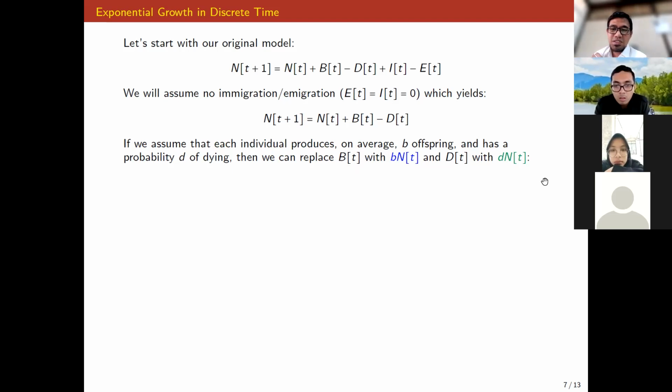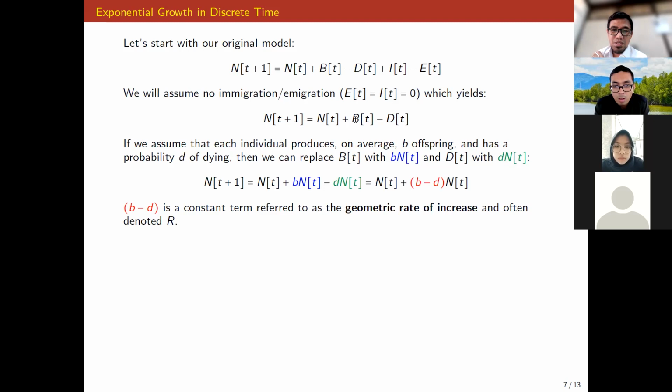And D_t, we can replace it by D times N_t. So D is the probability. If the probability of dying is big, of course the people will decrease significantly. So it depends on the probability D, the probability of dying. So we replace B_t by B times N_t, and then replace D_t by D times N_t. So we can collect these two terms, and they become (B minus D) times N_t. Can you follow this? Can you understand this? Okay.